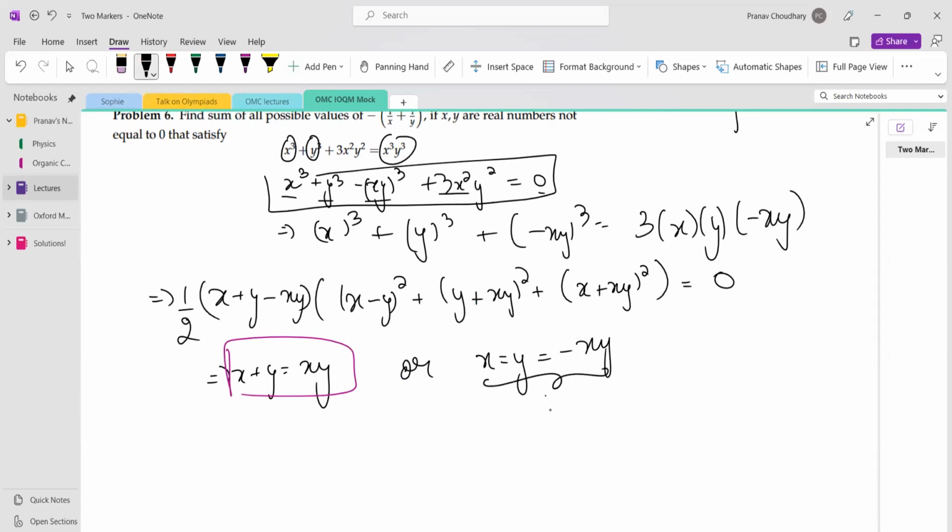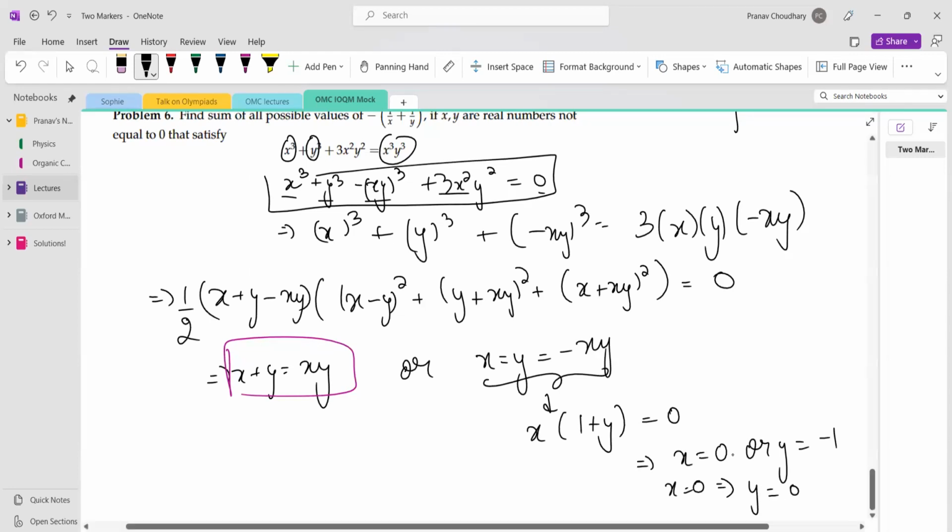So in this case, x times 1 plus y must be 0, which means that x is 0 or y is minus 1. And so if x is 0, this implies y is also 0. And if y is minus 1, this implies x is minus 1 as well. But both of them satisfy. So we get two more solutions.